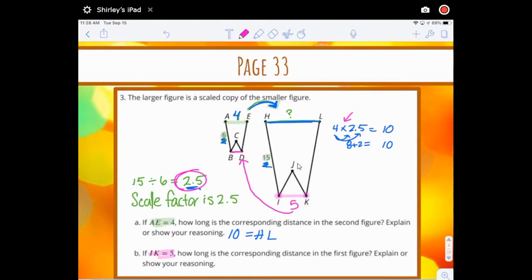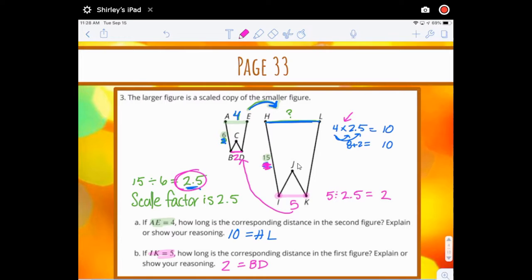But now if I'm scaling down, 5 divided by my scale factor of 2.5. So if you do 5 divided by 2.5 in your calculator, you're going to get a length of 2. So using that scale factor, 2 is the length of BD. Okay? So you find your scale factor by finding a pair of corresponding parts.